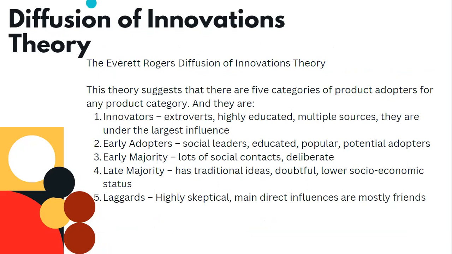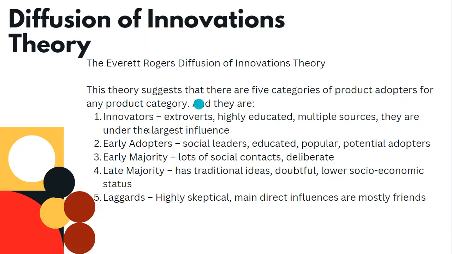Everett Rogers is the person who is behind the diffusion of innovations theory. This theory is specifically mentioned in your syllabus, so please, this is quite important, and every time I've seen a lot of questions coming from here. This theory suggests there are 5 categories of product adopters for any product category.